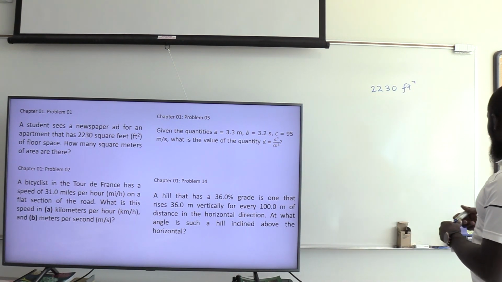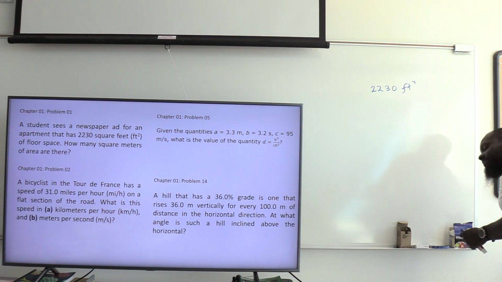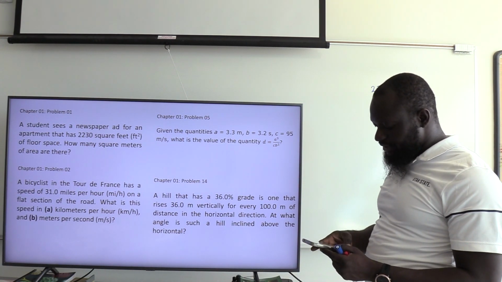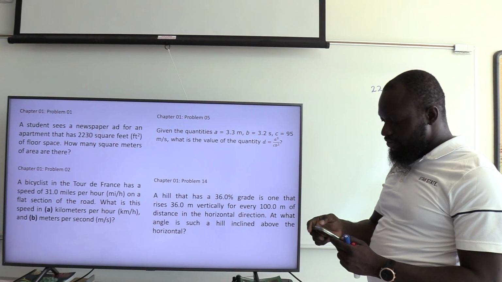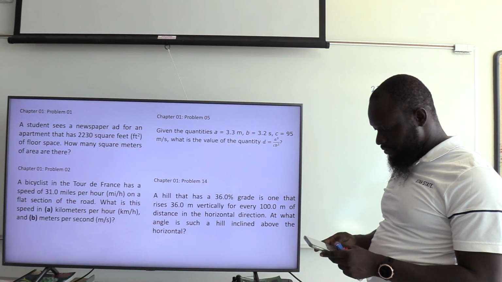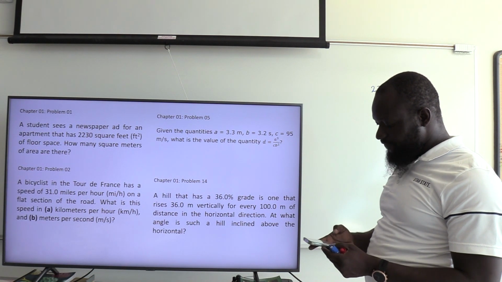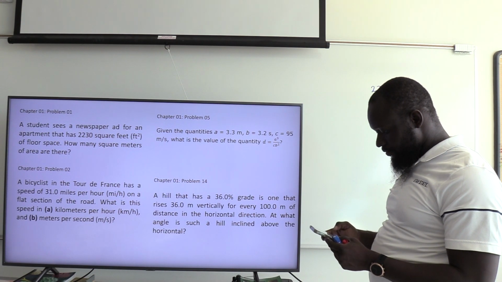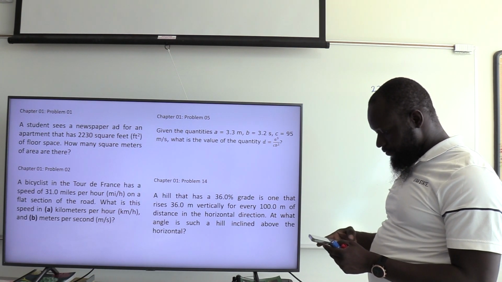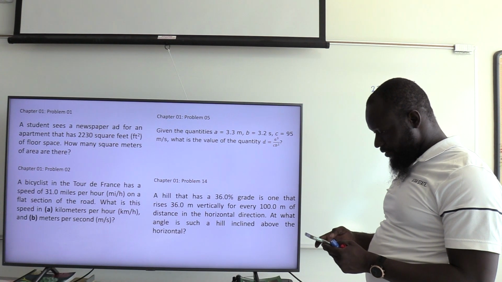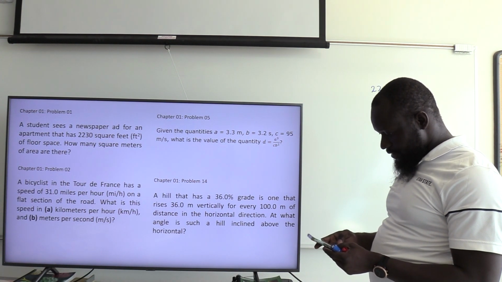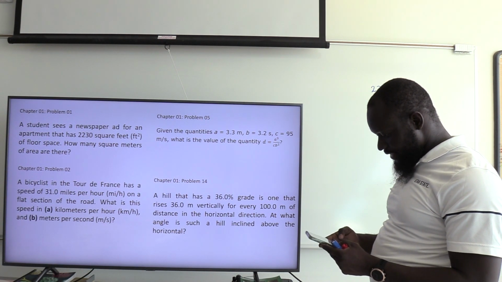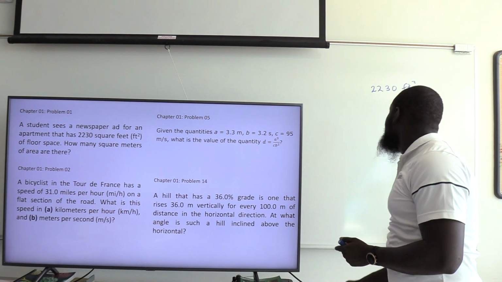So how many feet are in 1 meter? That's the first thing. You can look it up. I think it's about 3.28. So look it up to be sure. How many feet are in 1 meter? Okay, so let's see. So 1 meter is 3.281, if I'm correct.